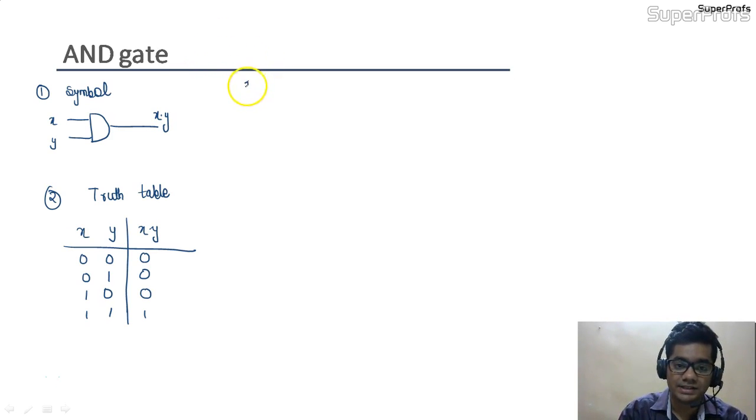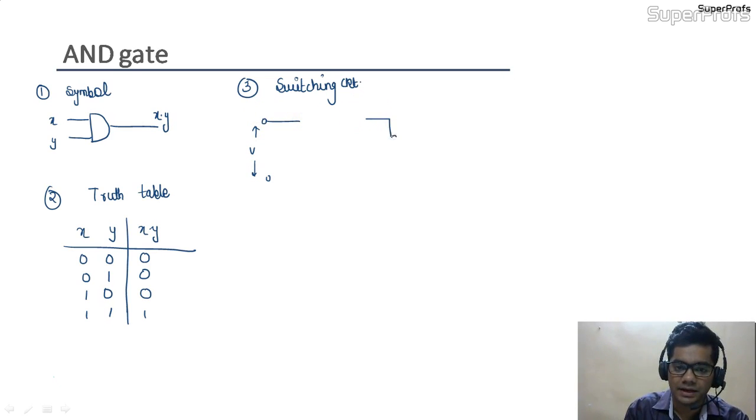Now we are going to discuss its switching circuit. In the switching circuit, we discuss how to switch on the bulb and what the conditions are. So if this is a voltage level V, this is a voltage level V, and there is a bulb connected like this. Okay, so this is our bulb.